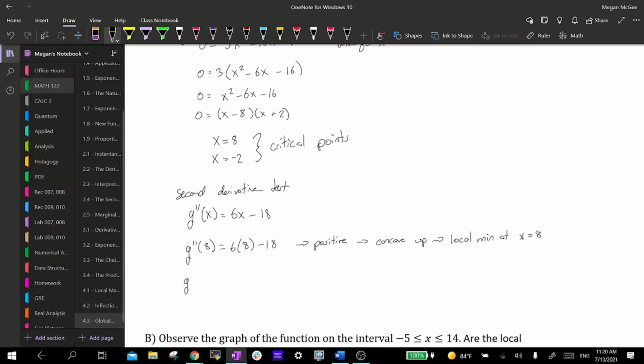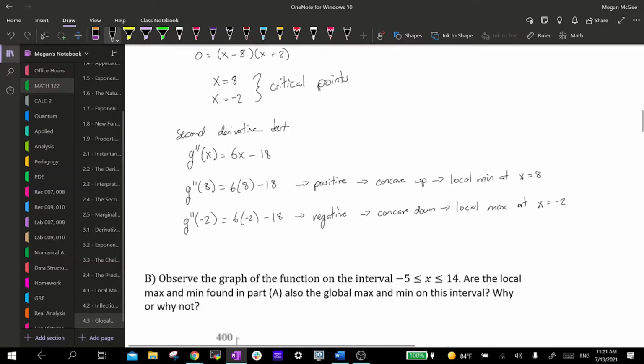Alright, so then we'll test the second derivative at negative 2. So we have 6 times negative 2 minus 18. Again, we know that's going to be negative. Alright, so we have concave down, which says we have a local maximum at x is equal to negative 2. Alright, so we have found local max and local min.